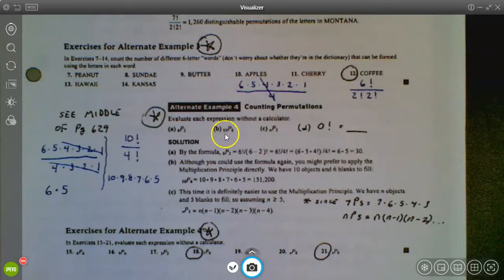Notice that this is my n. And again, I'm going to start with this, and I'm counting down until I fill this many spaces. Okay, so I started with n. This would represent n minus 1. This is 2 less than n. That's 3 less than n. That's 4 less than n. That's 5 less than n. So if this is n, this is n minus 1, n minus 2, n minus 3, n minus 4, n minus 5.